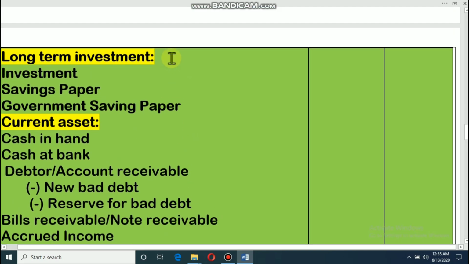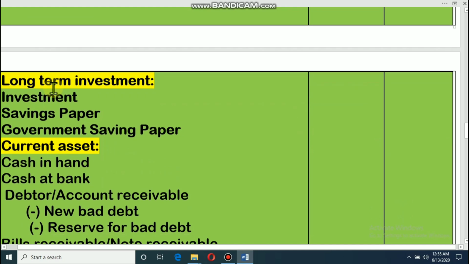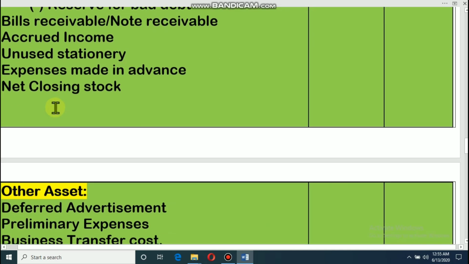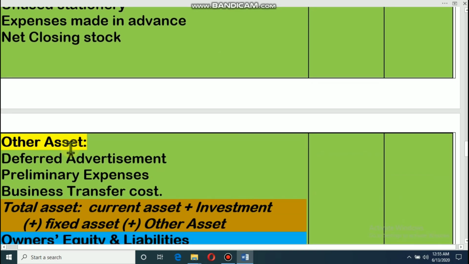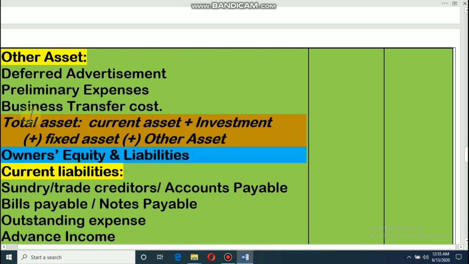But dear student, fixed assets, look, like land and building, machinery, never change within the short term. Dear student, now the last type of asset, we can say other asset or fictitious asset. Actually this is not an asset, this is an expenditure for a short time. We show it on the asset side, like deferred advertisement, preliminary expenses, business transferring cost. These are mainly expenditures, but we show them here because year to year we will write off this value, and then it will be subtracted from the asset.